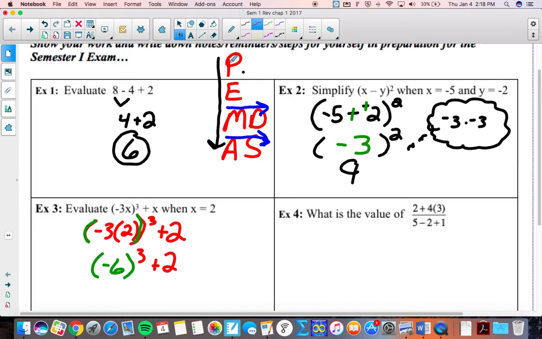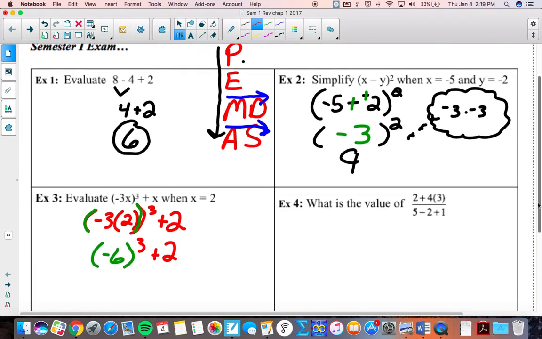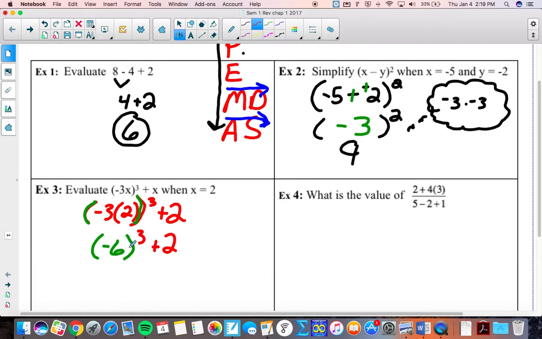All right, so I've done the parentheses. Now I do any exponents, and negative 6 to the third power is an exponent. I have to do that next before I add. So this means negative 6 to the third means negative 6 times negative 6 times negative 6. That's kind of a mean one. I believe that's negative 216, yeah.